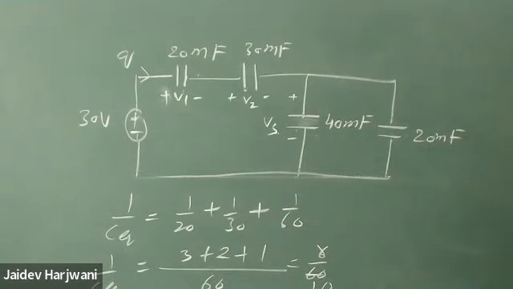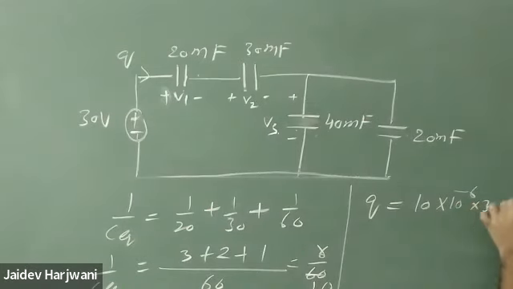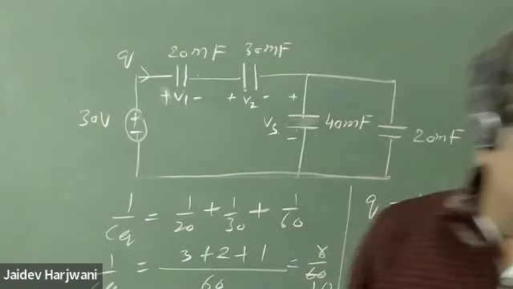Okay. Now you know C equivalent. So you can calculate Q, the total charge flowing in the circuit. That will be simply 10 microfarad into 30 volts. So how much is coming? 300, into 10 raised to the power minus 6, or you can write minus 0.3 millicoulomb. Okay, minus 0.3 millicoulomb. The charge is flowing in the circuit.